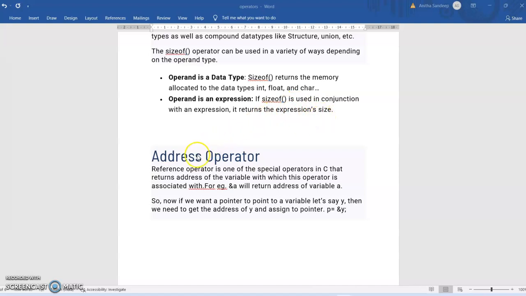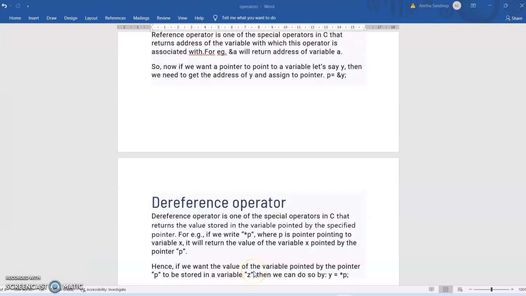Next kind of operator is the address operator. So this address operator here is ampersand and it will return the address of the variable A. Next is dereference operator. Again here star is a dereference operator. When P is a pointer, then star P refers to the value which is pointed by the pointer P. This is regarding the operators in C programming.